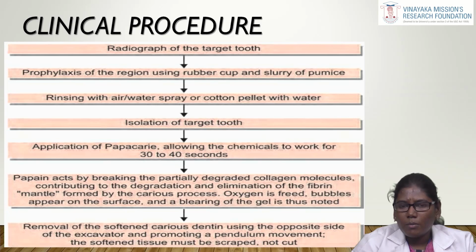And once the bubbled appearance is seen, then removal of the soft carious dentin using a spoon excavator needs to be carried out. Usually the opposite side of the excavator is used for the removal or scraping of the soft carious dentin, and a pendulum movement is advised. That is, a pendulum movement is advised for scraping of this caries lesion, especially the softened tissue from the cavity. It needs to be scraped out.